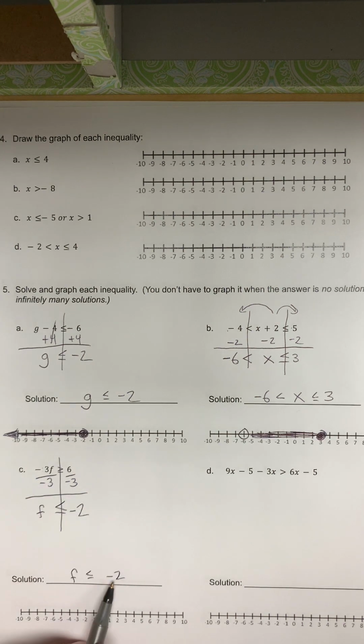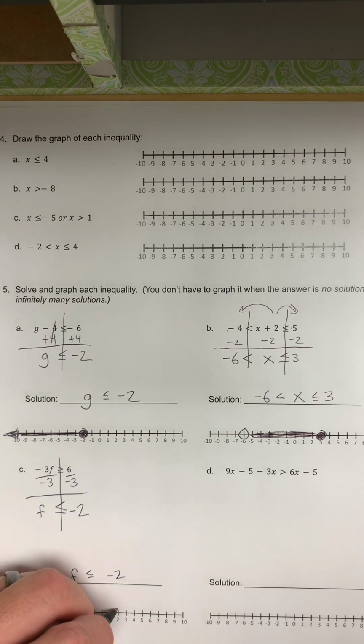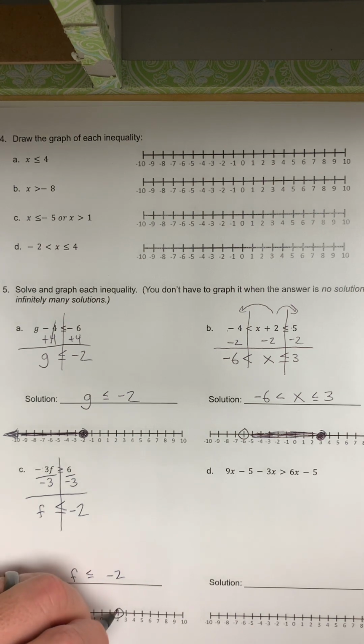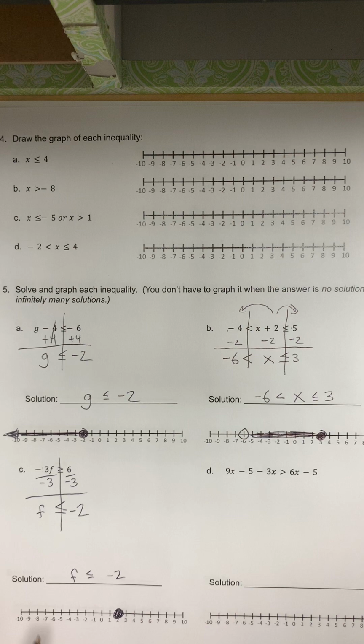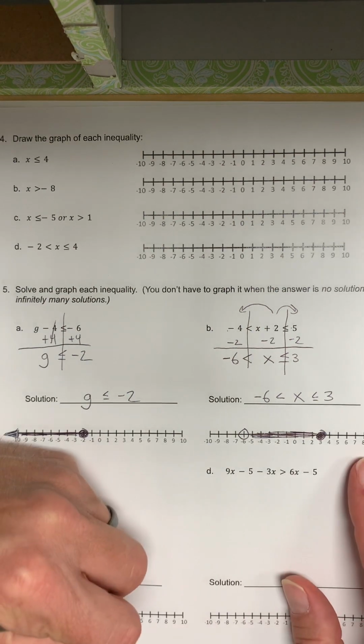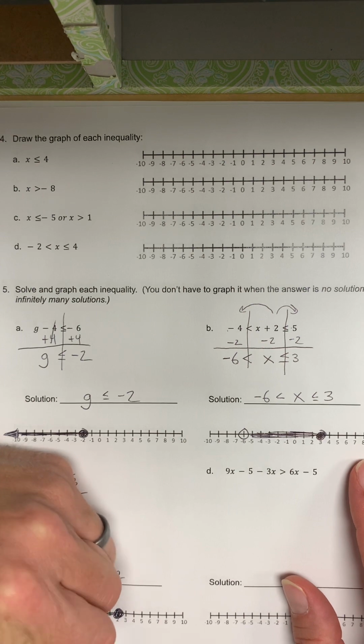So let's graph it. -2, our circle goes right here. Because it has an or equal to, we'll fill it in. And because the sign kind of points that way, we'll shade that way.